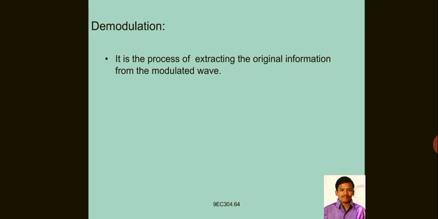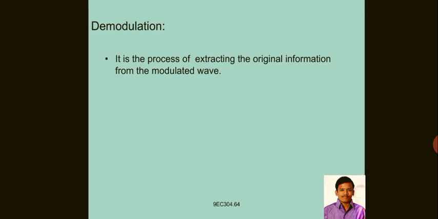First, as we know, demodulation is a process of extracting the original information or message signal from the modulated signal. This modulated signal, as you know, will contain the carrier along with the sidebands. In the case of AM, these sidebands have the original message information.